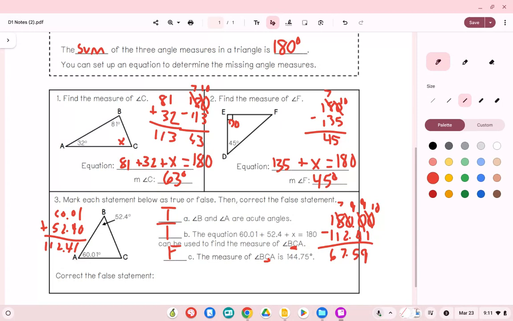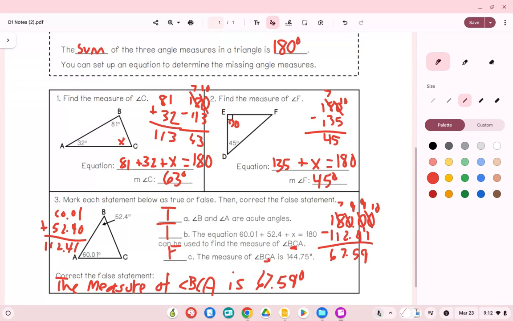But if you're going to fix this statement, I'm going to rewrite it exactly how it said. So I'm going to say the measure of angle BCA is 67.59 degrees. All right, so that's basically all you need to know for today. Pretty simple stuff.